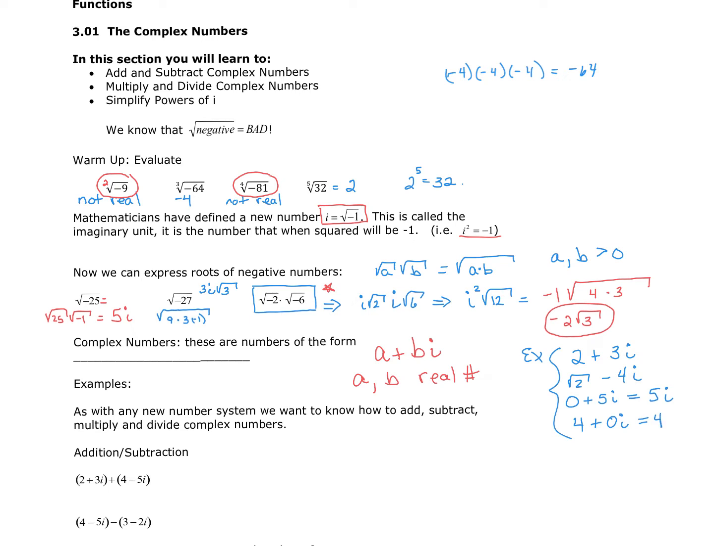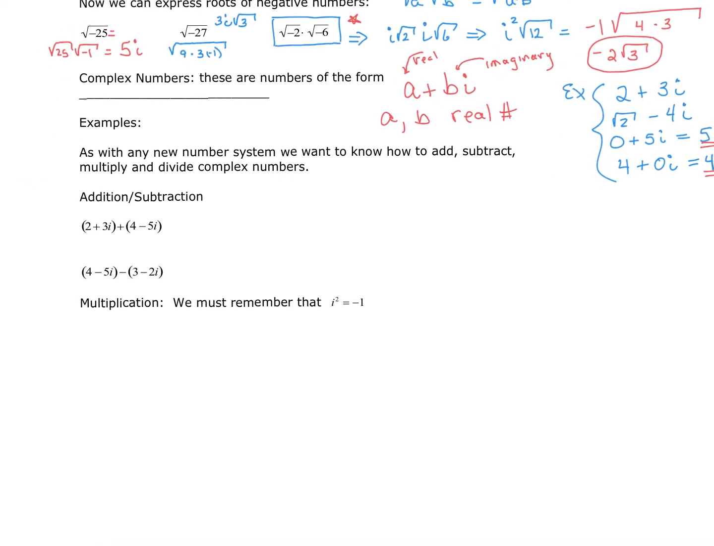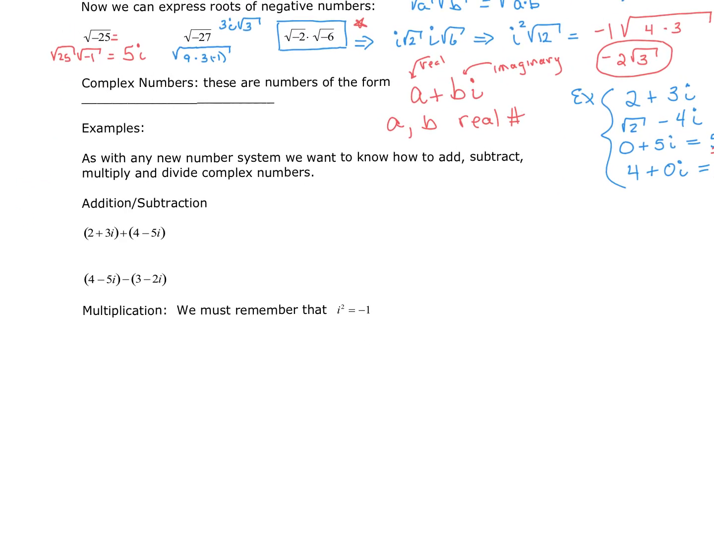So complex numbers may be real numbers, they may be imaginary numbers, or they may be a combination of an a plus bi, where a and b are both real numbers. When we look at this, we call this the real part, and we call this the imaginary part. Okay, so what we want to be able to do, and the same thing we want to do with any set of numbers, is learn how to use them to add, subtract, multiply, and divide. So we're going to start here, and basically when you add or subtract, you're just going to collect like terms.